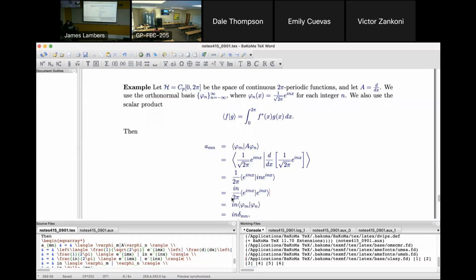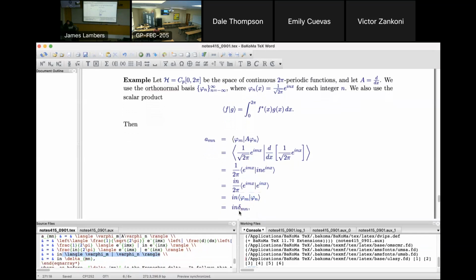But in fact, if I take the 2 pi in the denominator and write the square root of 2 pi, square root of 2 pi, then I can put those back in here and I actually have my basis functions, phi m and phi n. These are orthonormal. So this is equal to the Kronecker delta, which is equal to 0 if m is not equal to n, and 1 if m equals n.